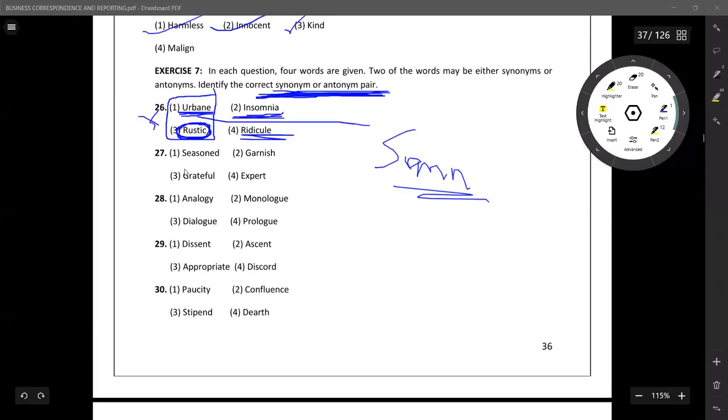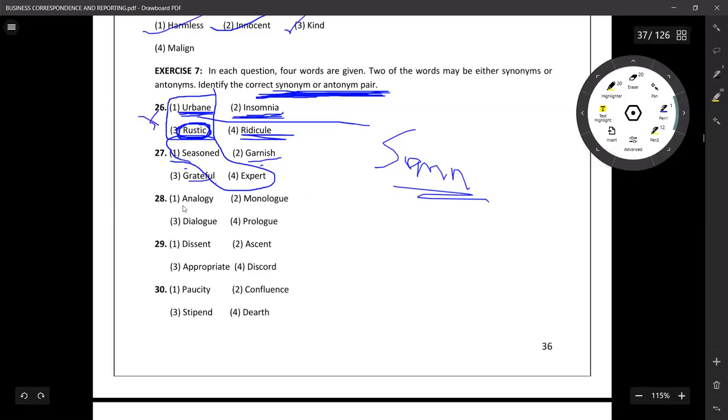Yes. Okay. Right. Seasoned, garnish, grateful, expert. Tell me now, guys. Everyone. 1 and 4. Yes, just now we did this, guys. Good. Seasoned and expert, synonyms. Both mean the same. You garnish a dish. Some of you said, you made biryani today. So what will you do? You will garnish it with, let's say, coriander. Decorate. I'm very grateful to you. I'm very thankful to you.